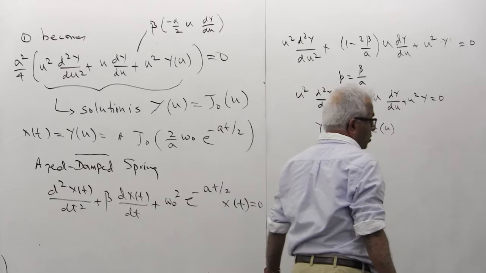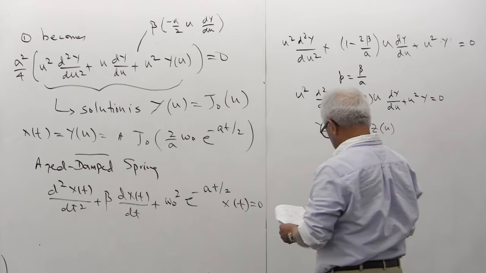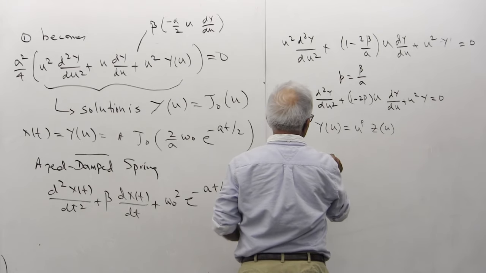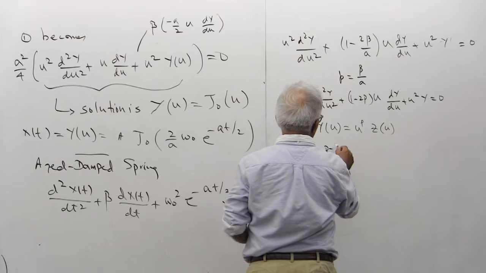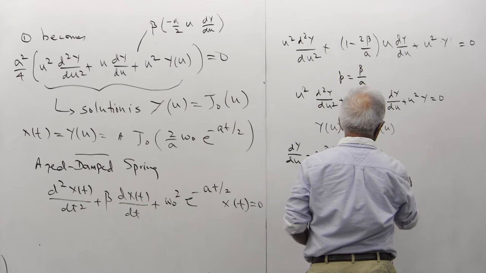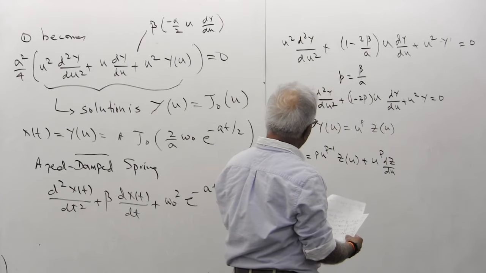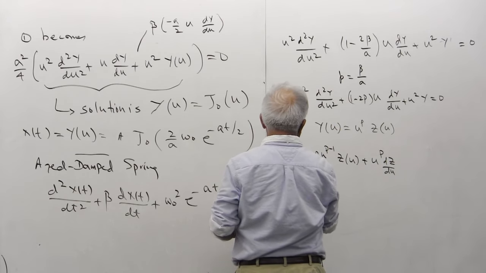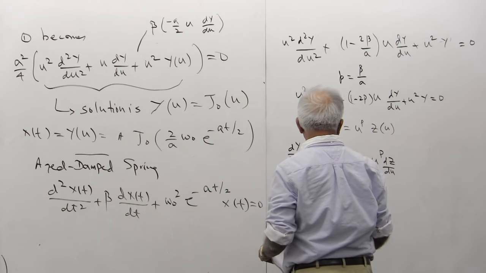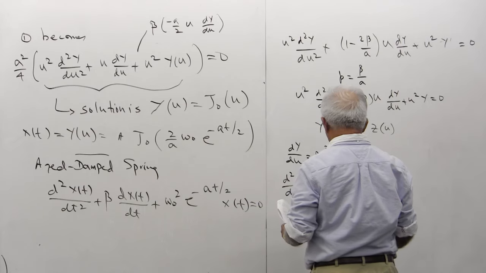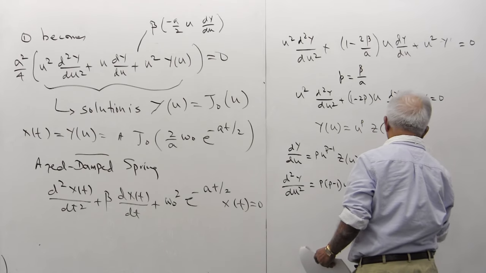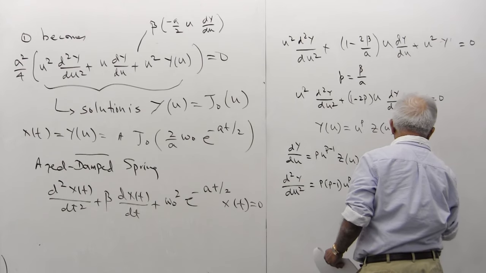A new function z of u. If you make this, then you'll have to essentially find dy by du. dy by du turns out to be, you just do the chain rule, p u to the power p minus 1 z plus u to the power p dz by du. And d squared y by du squared is p multiplied by p minus 1 u to the power p minus 2 z plus, the derivative of this term will come twice, so 2p u to the power p minus 1 dz by du.